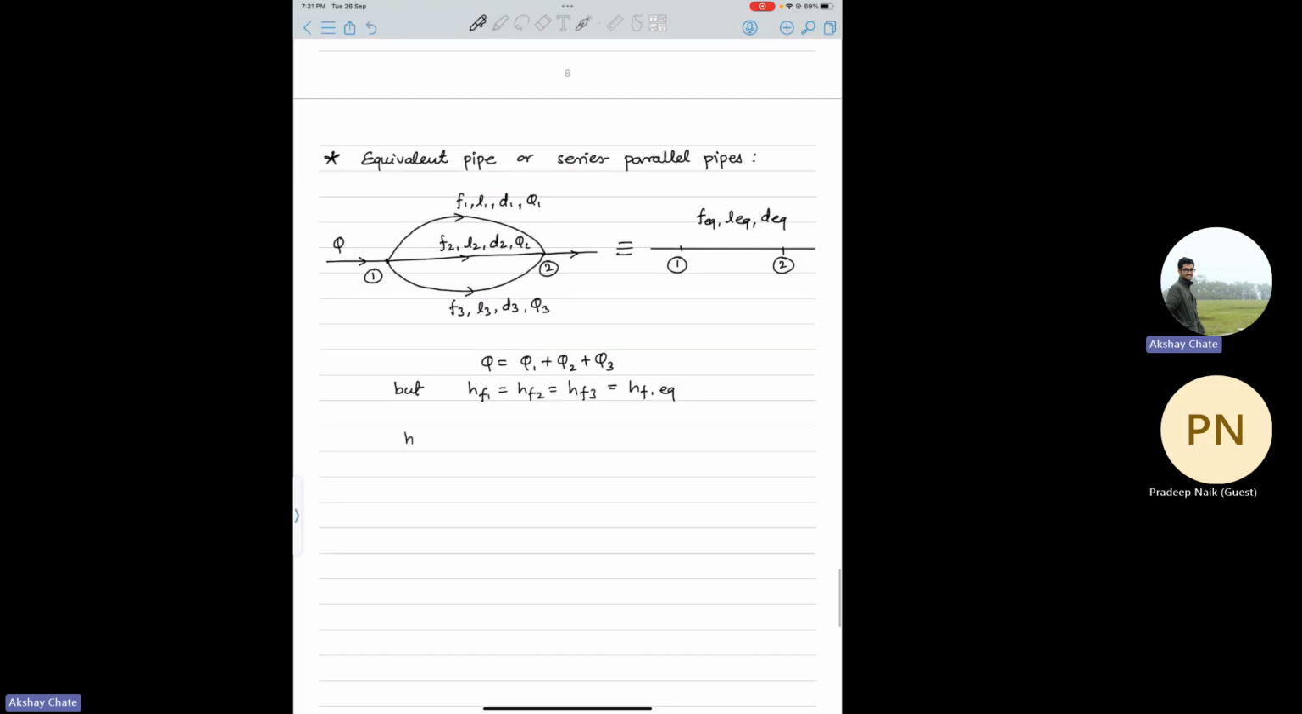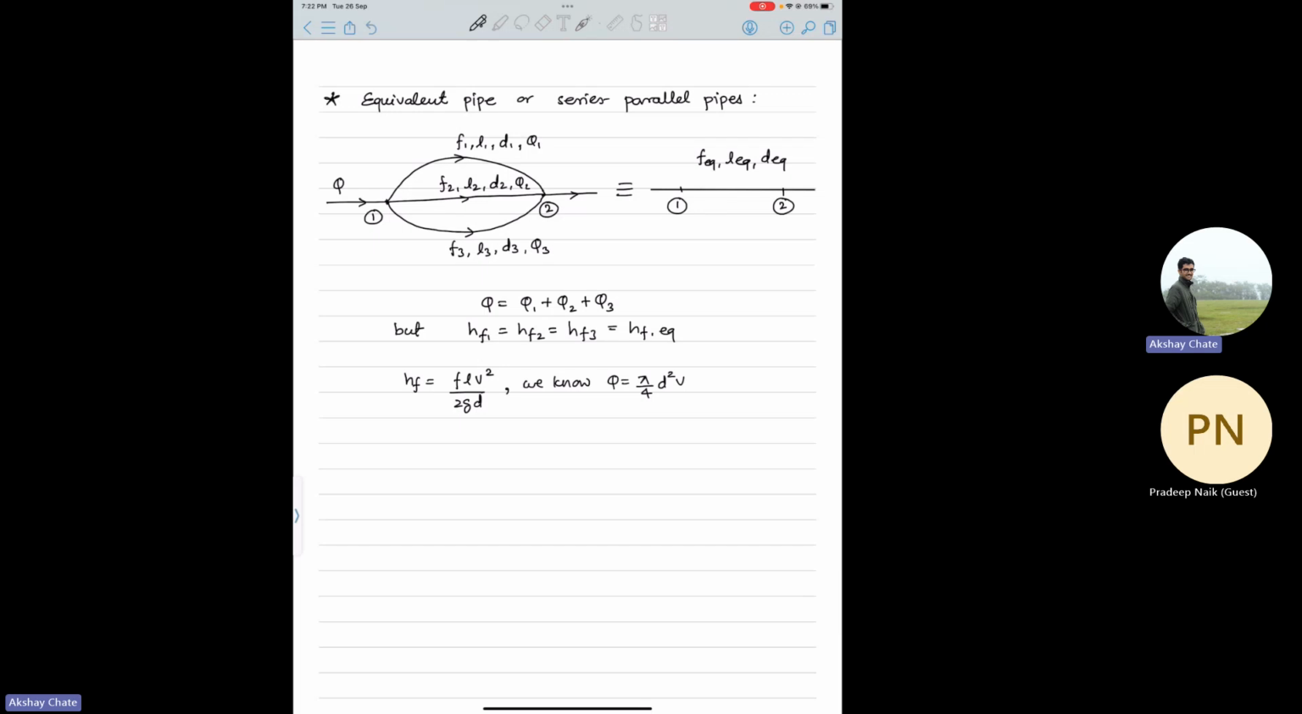And what is the head loss formula? Neglecting the minor losses. If you take the minor losses, this becomes very complicated. So you have FLV square by 2GD as the general formula, right? But typically here we talk in terms of flow rates. So what we do, we modify this formula. We know Q is equal to some area, pi by 4 d square, into velocity. So we put that in the HF formula.